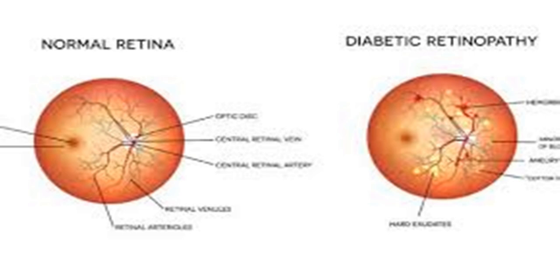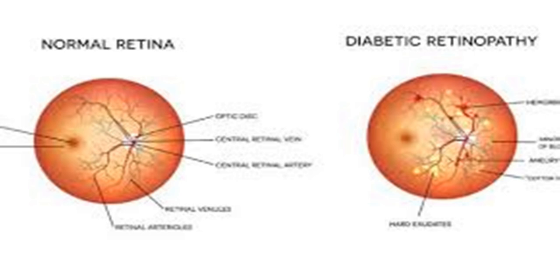Corticosteroid injections. In some cases, steroids may be injected into the eye to reduce inflammation and swelling in the retina, particularly in diabetic macular edema (DME), a complication where fluid builds up in the macula, the central part of the retina responsible for sharp vision.